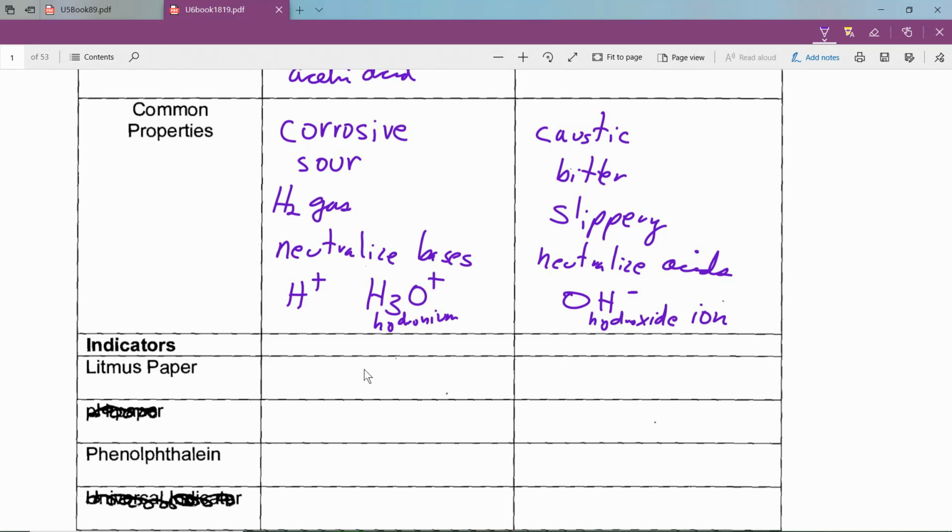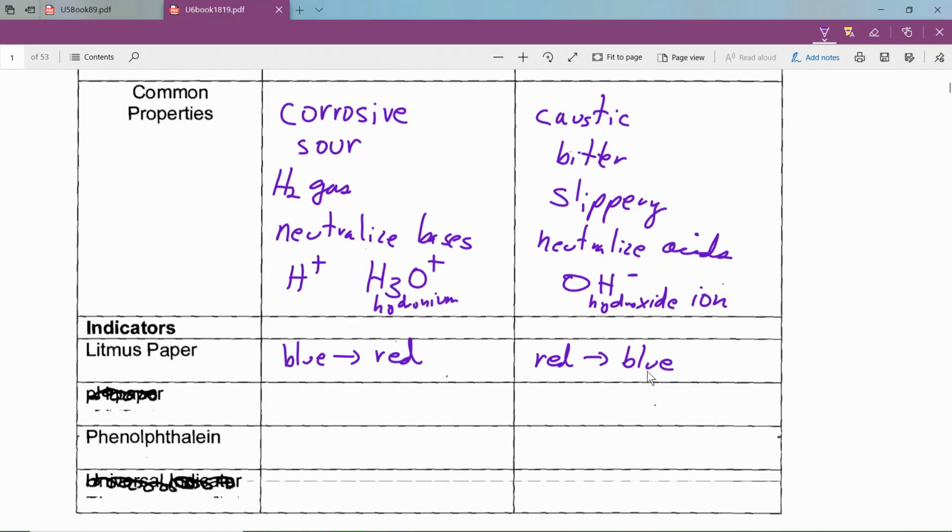So if I have red litmus paper and I dip it in acid, it stays red, but blue litmus paper becomes red. So blue switches to red. In a base, blue dipped in the water might look a little darker blue because it's wet, but red litmus paper dipped into a base becomes blue. So red becomes blue.